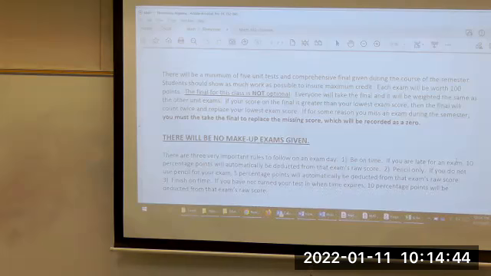Right? The final's not optional. Everyone takes the final. Now, here's the deal. If your final is greater than your lowest exam score, then the final will count twice and replace your lowest. If you miss a test during the semester, take the final and it replaces that 0, because there's no makeup test.